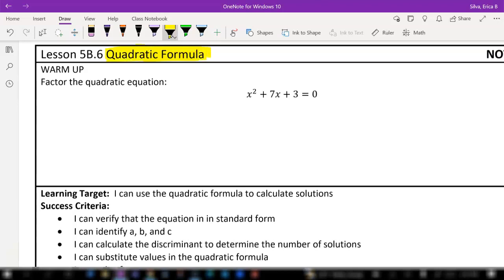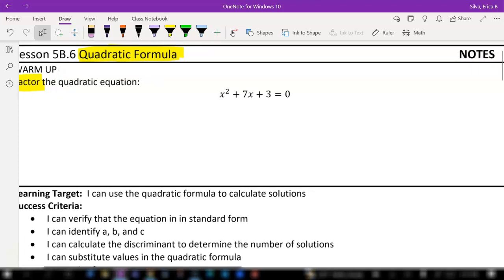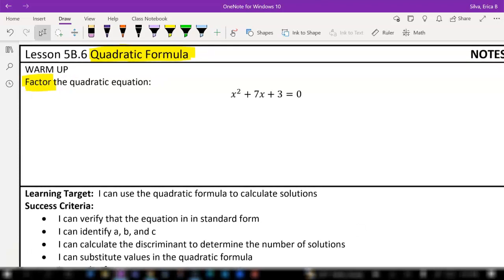For this lesson, we're going to be looking at the quadratic formula. But before we do that, we're going to factor this equation. So if you haven't done it already, go ahead and try it, pause the video, and then come back to it.